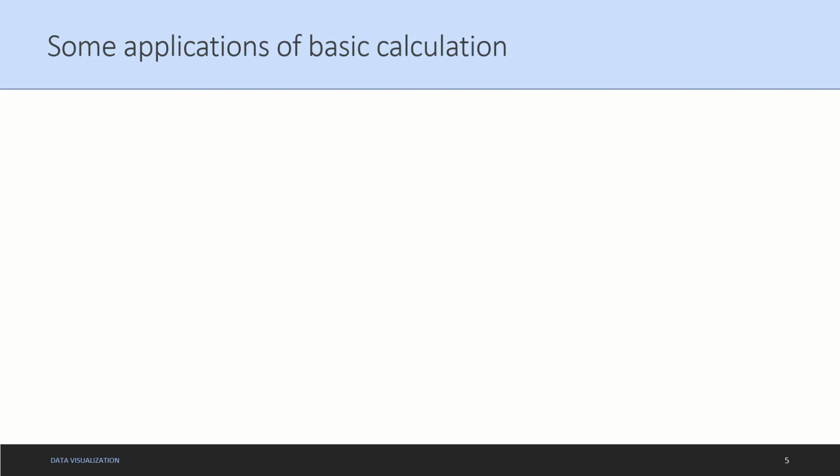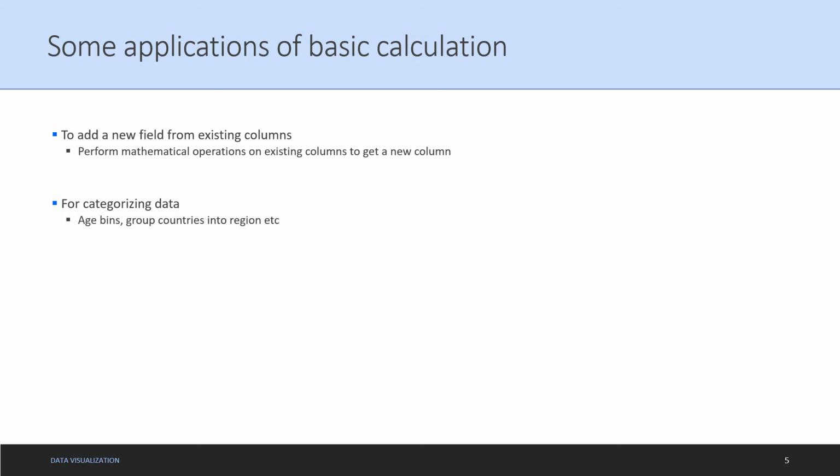Some applications of basic calculation are to find a new field from existing columns, like you might want to perform a mathematical operation on existing columns to get a new column. For categorization of data, for example, to create age bins, or group countries into regions. Filter data, like using a calculated field in the filter shelf to create your custom filters. And string manipulations, which means manipulating the text data to get some custom insights.